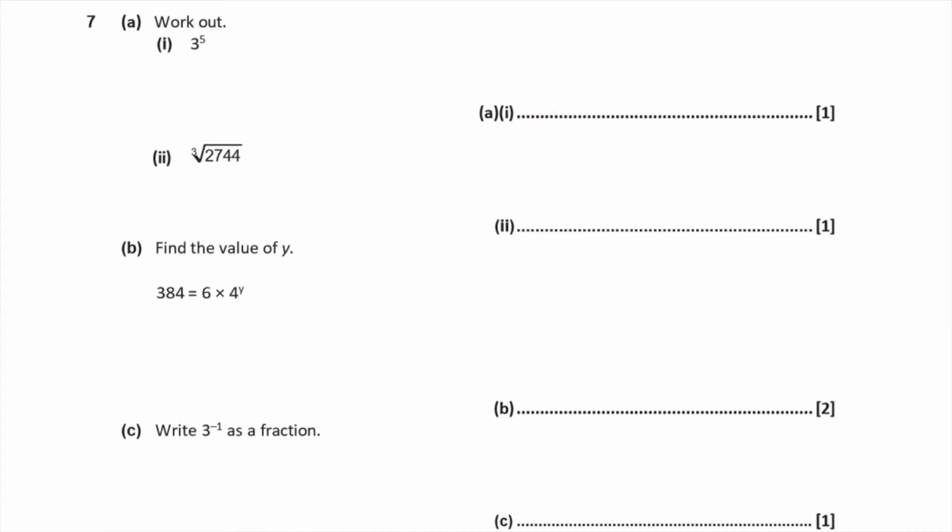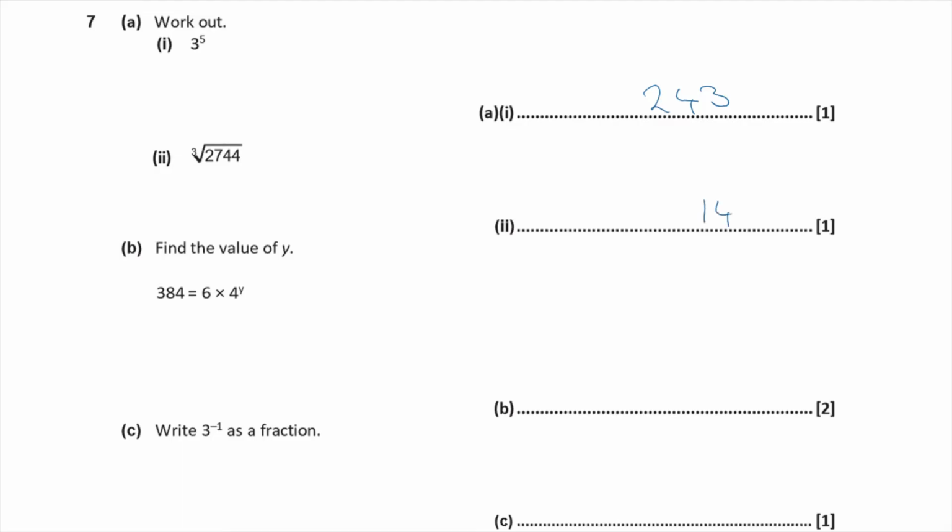Question 7a, work out 3 to the power of 5. I'm just going to tap that straight into my calculator. I'm going to press 3 and then the power button and then 5. What do I get? I get 243. Okay. The cube root of 2,744. Same thing. I'm going to type in the cube root button on my calculator and then the number 2744, and that comes out to 14. Easy marks.